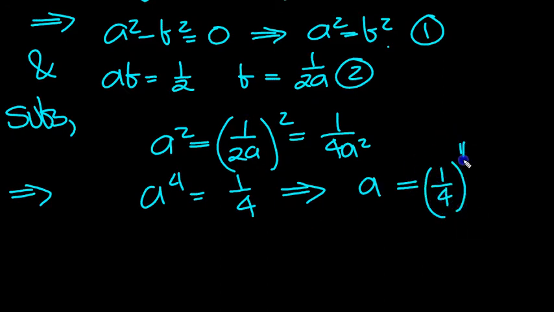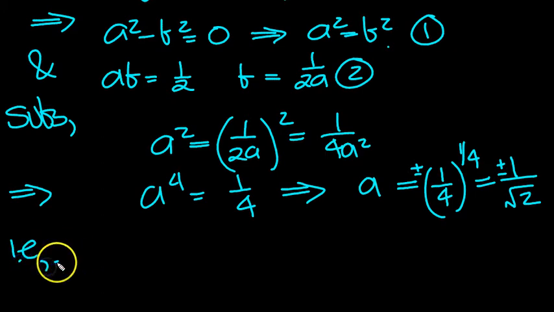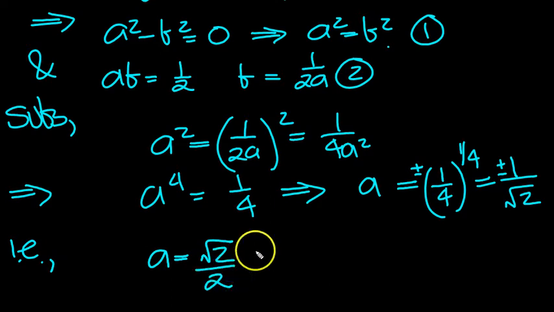So you can write it like this, if you wish, which is just divide it up. The fourth root of the 1 is 1, and the fourth root of 4 is root 2. And it's a plus and a minus, isn't it? 1 over root 2, i.e. a will equal, and we can just rationalize the denominator, root 2 over 2, plus or minus. There's a.